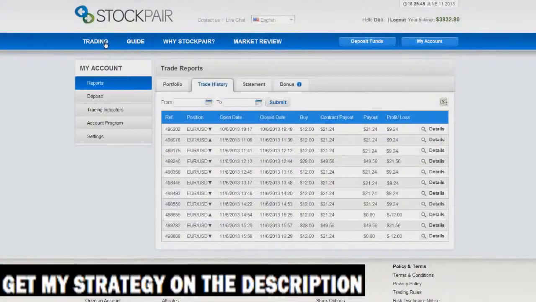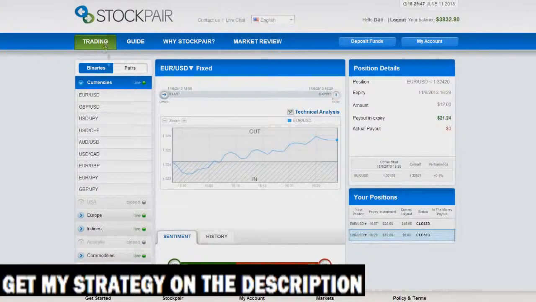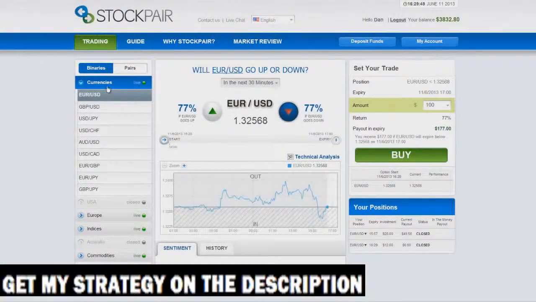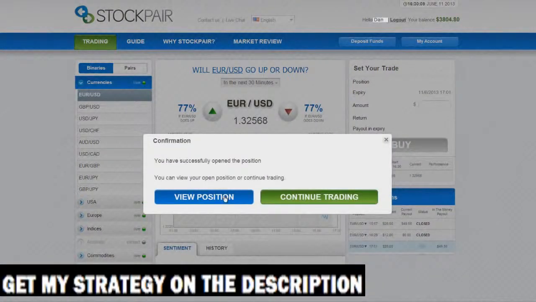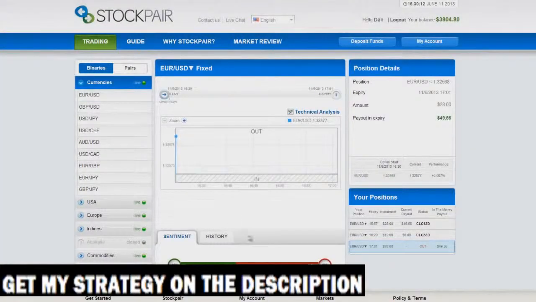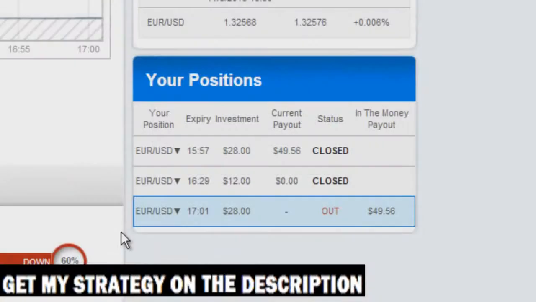We'll click back up on the Trading tab, and since the last trade of $12 was a losing trade, our step 3 is a second trade of $28. We'll check the sentiment tool real quick. We can see the majority of traders are saying it's going to go down. We'll click on the down put button, enter the amount of $28. We'll click Buy, we'll hit View Position, and we're on. We'll look over here and we'll take a glance at all the information regarding our trade. We can see the $49.56 payout if we win this trade.